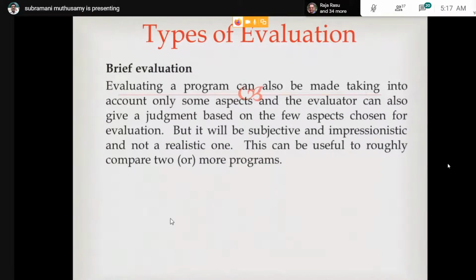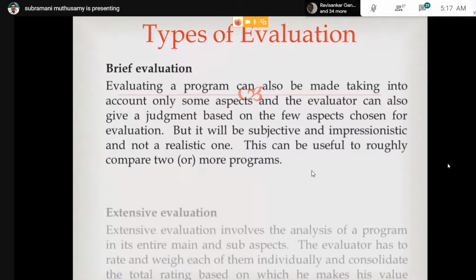brief evaluation: evaluating a program can also be made taking into account only some aspects, and the evaluator can give a judgment based on the few aspects chosen for evaluation. But it will be subjective and impressionistic and not a realistic one. This can be useful to roughly compare two or more programs.